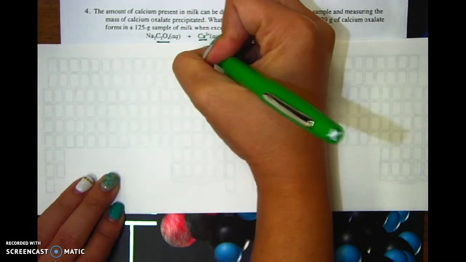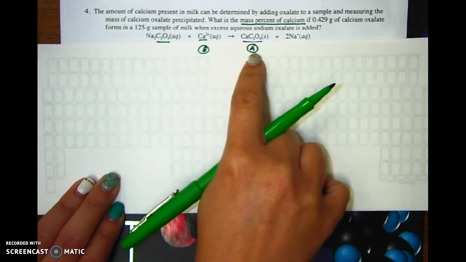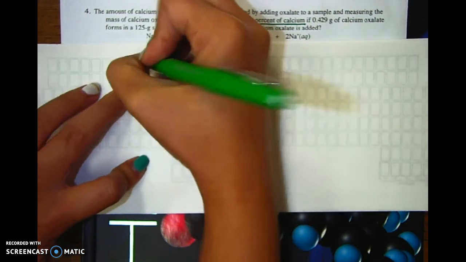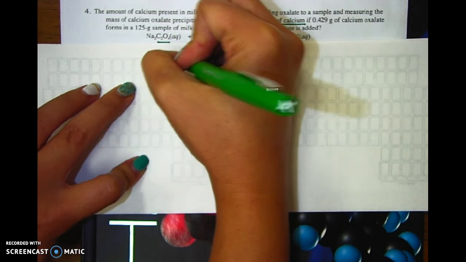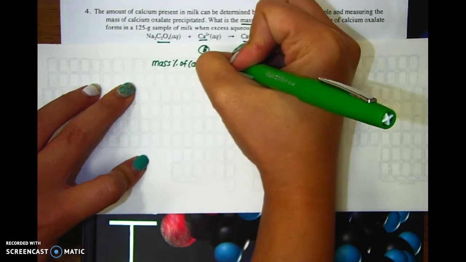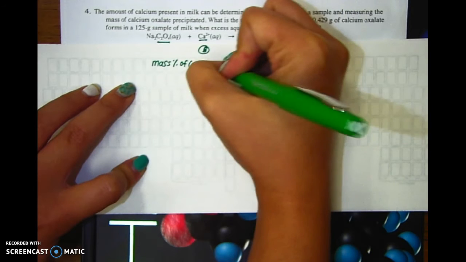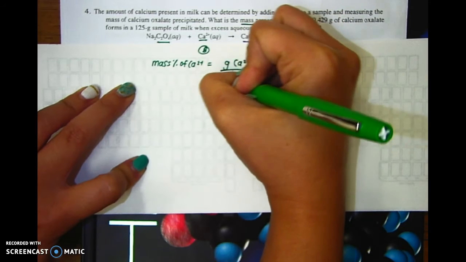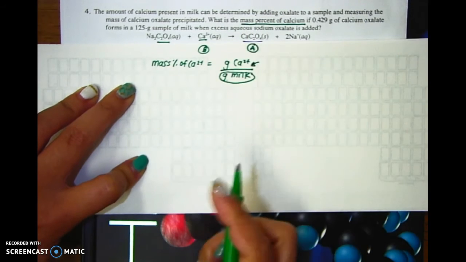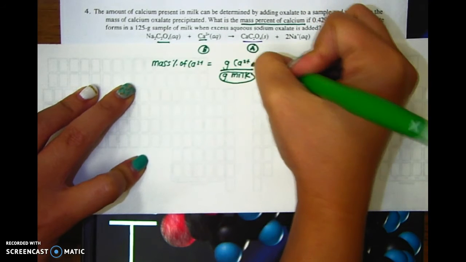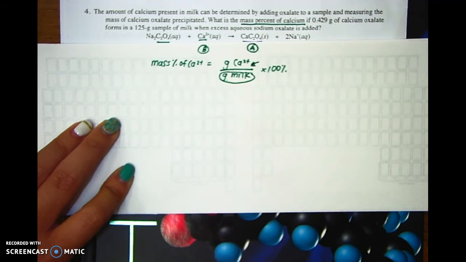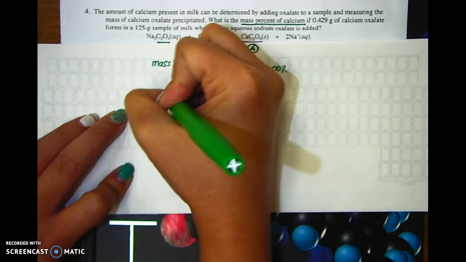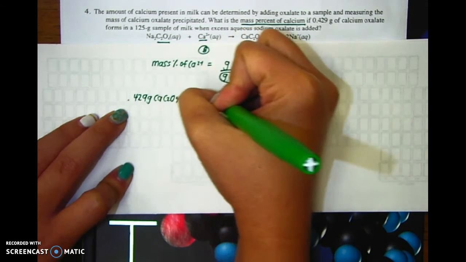Basically, I could set up my equation here from A, and I'm trying to get to the B for the calcium. So setting this up, I know I'm solving for the mass percent of calcium. We need to figure out how many grams of calcium we have over our total grams of milk. And this was given to us, so I know that I'm trying to look for this number right here. And I know I'm going to times this by 100%. Now, this is just a stoichiometry problem. We know that there are 0.429 grams of calcium oxalate, and this is the precipitate that they took out of the milk.